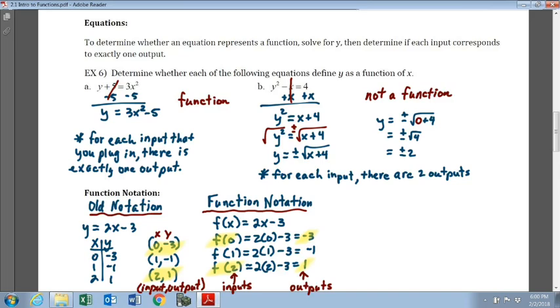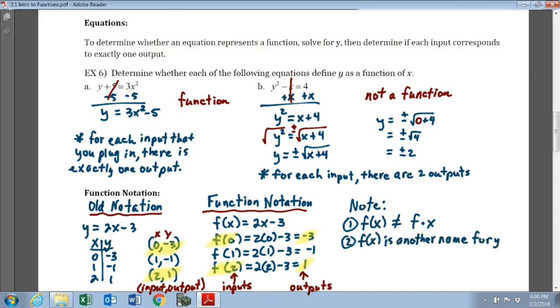So I want to just make a couple comments here. So first of all, number 1, this is read f of x. It does not mean f times x. So you just have to get used to the notation. This is not multiplication here. The function is called f. X is the input, and f of x would actually be the output, or another name for y. So f of x is another name for y.